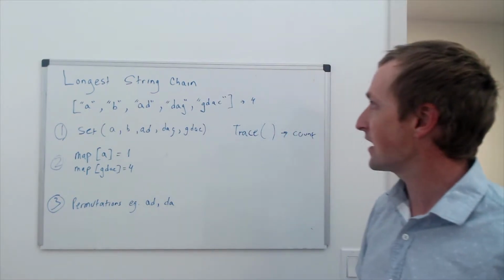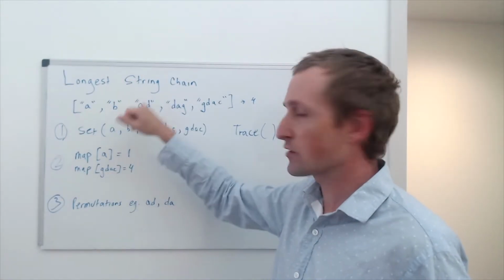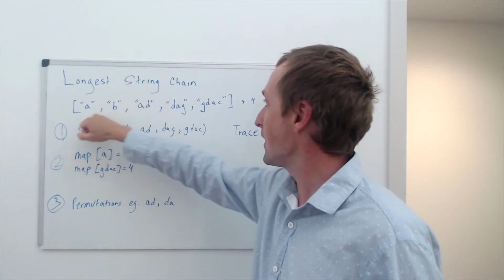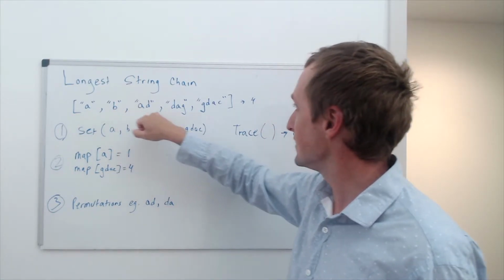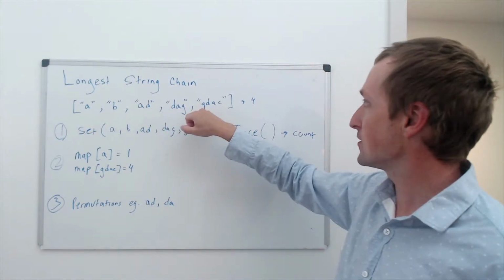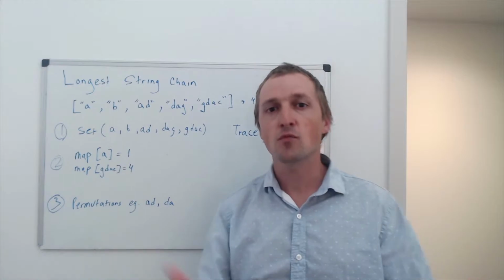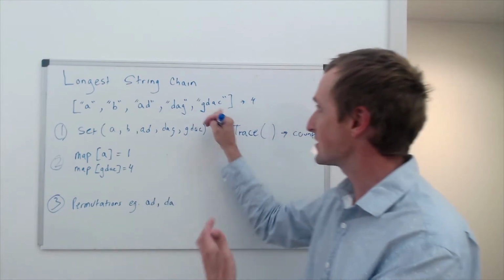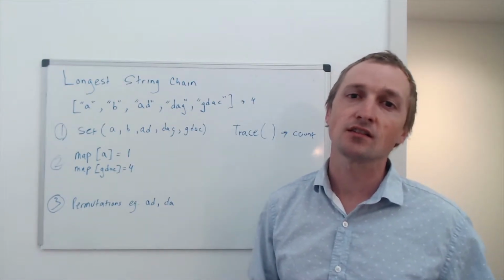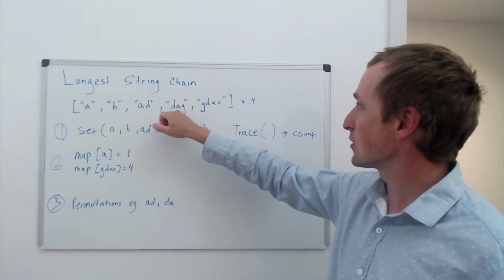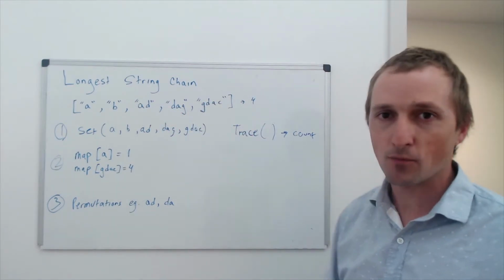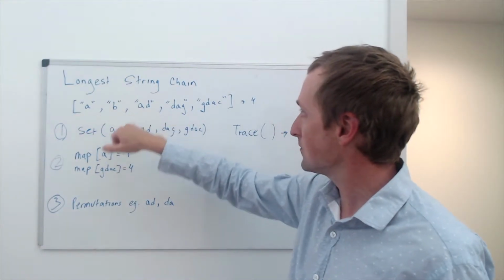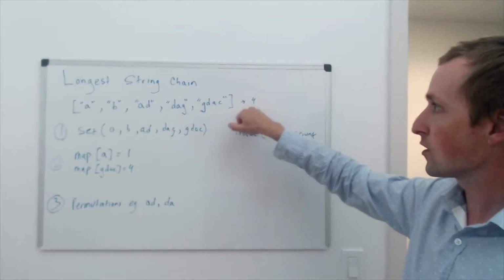A chain is basically a word that contains the other characters. So for example, you can see A is inside AD, AD is inside DAG, and DAG is inside GDAC. Another thing you might notice is they're in random order. They don't necessarily have to be in the same order, but the important characteristic in this problem is that each of the characters is part of this chain. You can see B is not part of the chain, so this returns a count of 4.